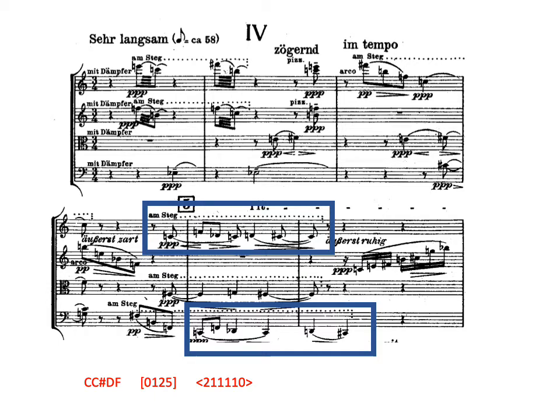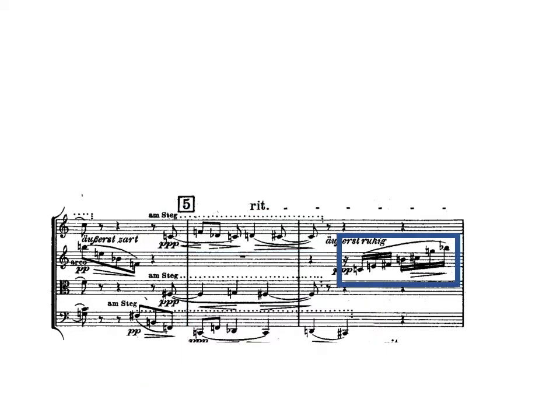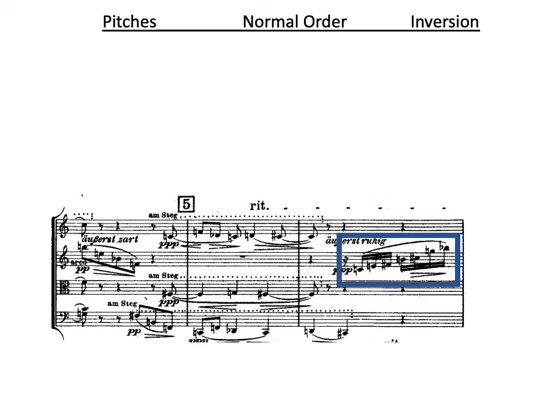Well, C, C sharp, D, F becomes an 0125 set with that accompanying vector. And the other set that I think is really important in this piece is the one that happens in the second violin at the end of the second system there. It's a 7-note set, a heptachord or a septachord. Both names are used.